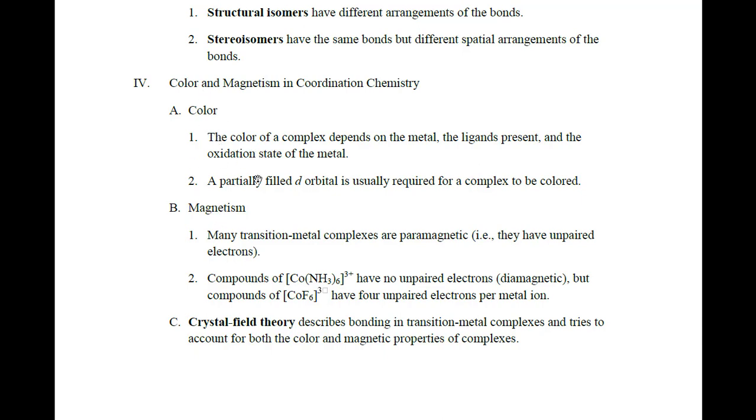But for color then, color of a complex depends on the metal, the ligands present, and the oxidation state of the metal. A partially filled d orbital is usually required for complex to be colored. If the orbitals are completely empty or completely full, then those tend to be colorless complexes, or white crystalline solids. But if you have especially unpaired electrons in d orbitals, that's going to give you some really nice colors.